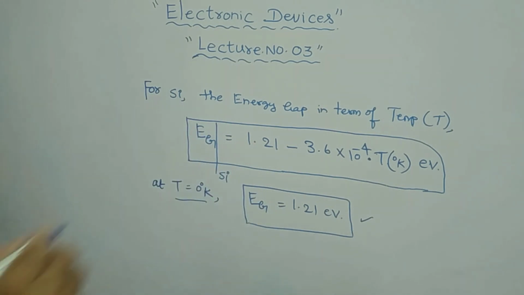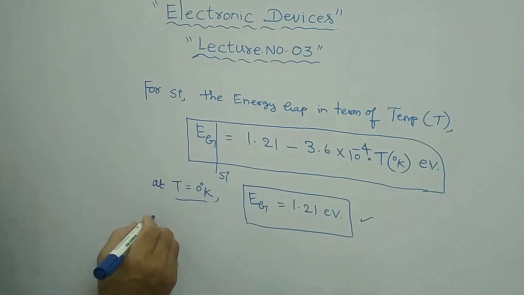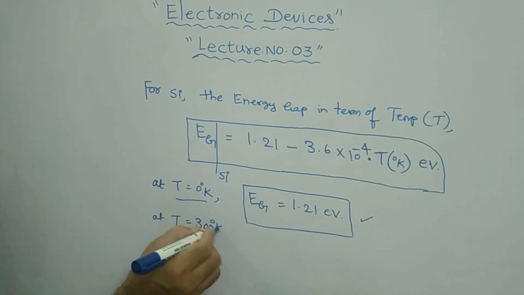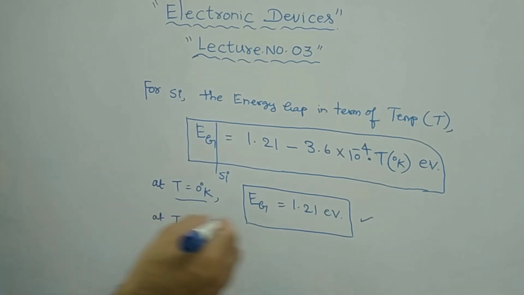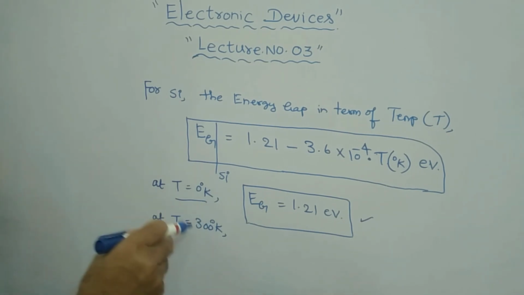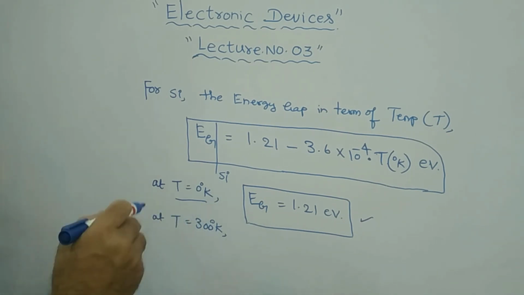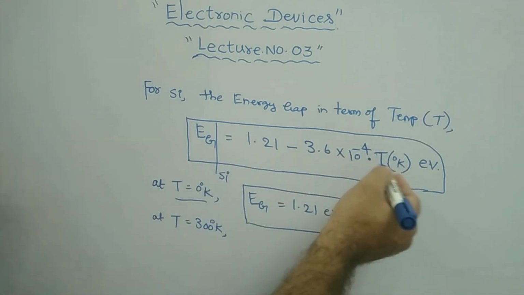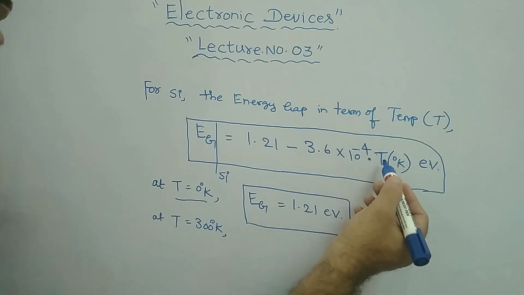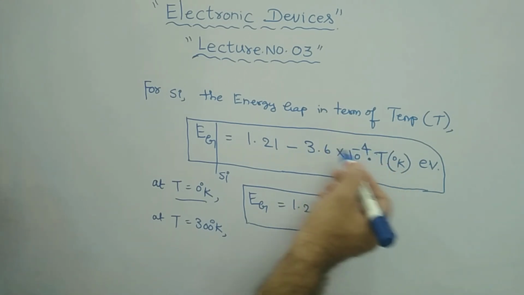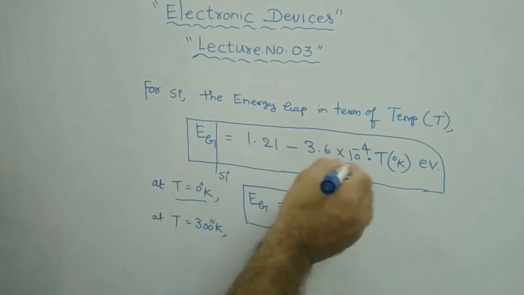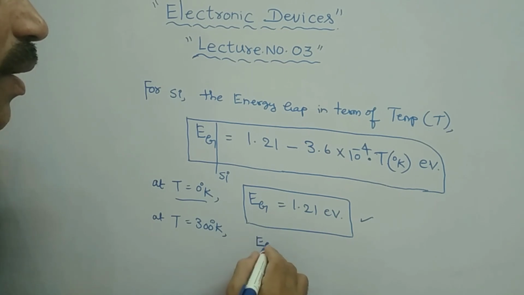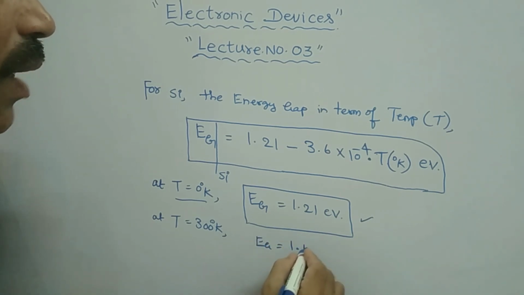And similarly, at capital T equal to 300 degree Kelvin. What is 300 degree Kelvin actually? It is the room temperature. Now substitute 300 in place of T. 300 multiplied by 3.6 into 10 power minus 4, if you subtract that value from 1.21, you will get Eg as nothing but 1.1 electron volt.